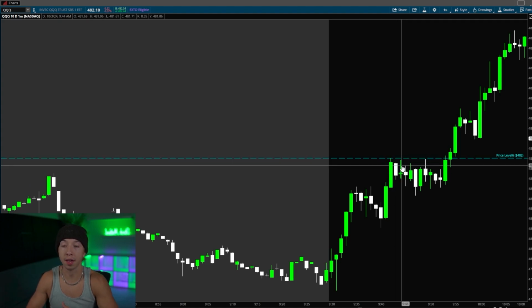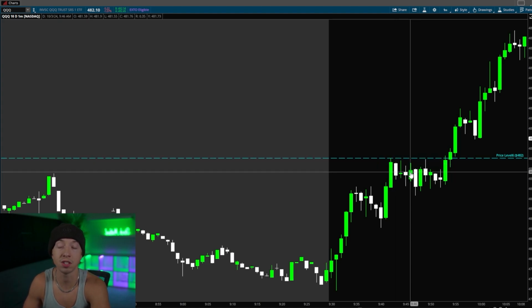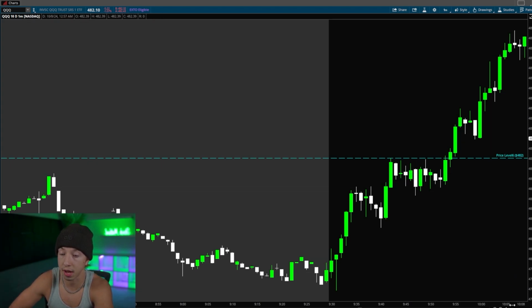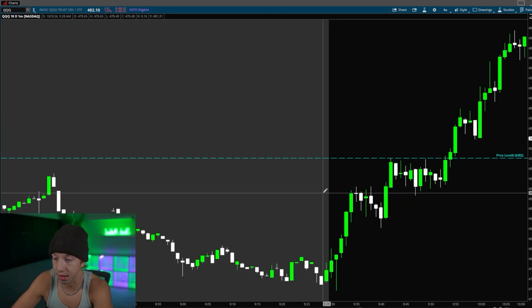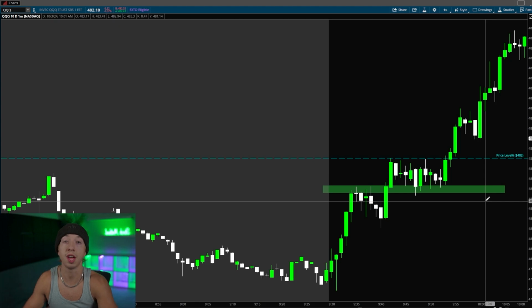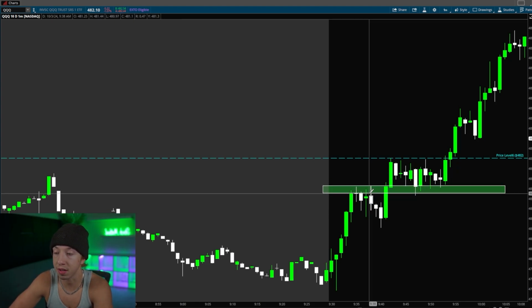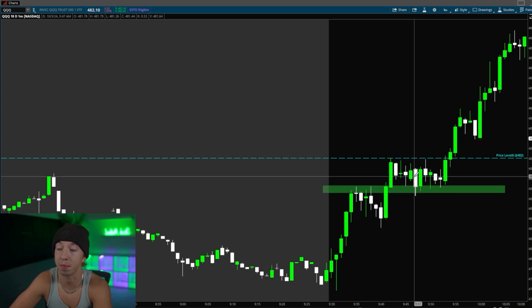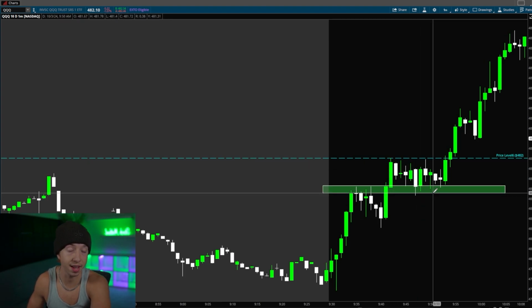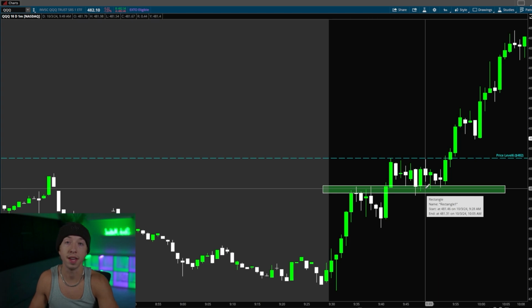So now we have to wait. We come back down. This is just irrelevant price action. As long as we're able to hold above this area right here, that shows that buyers are still there. Why? Because this was the previous high that we were breaking out of. Now we're just retesting that area. As long as we're able to hold this, it's fine.